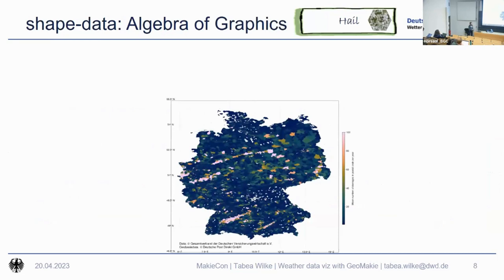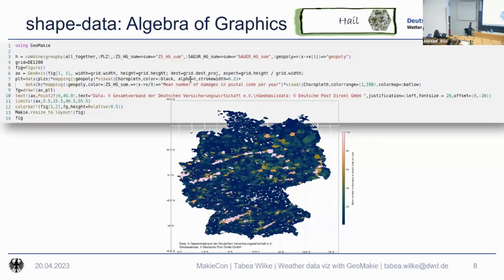So we can also have shape data in Algebra of Graphics. That's also from the German Insurance Association. The caption is maybe hard to read. It's the mean number of damages per postal code per year. And here you can see clearly those pink lines that are hail events, which have a large number of damages in those postal codes. I think it's very easy to do in Algebra of Graphics with the visual tool of Colorflow. Yes, you can add some text there, so have the copyright for the data at the bottom, for example.